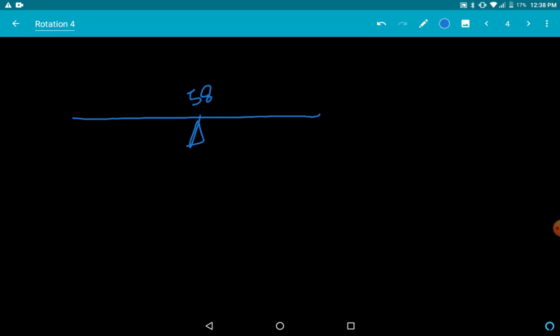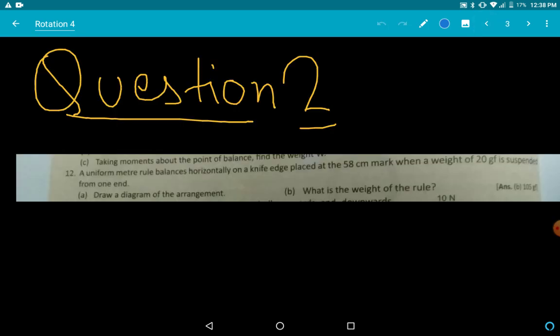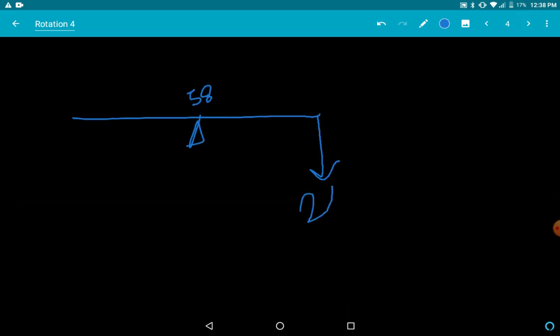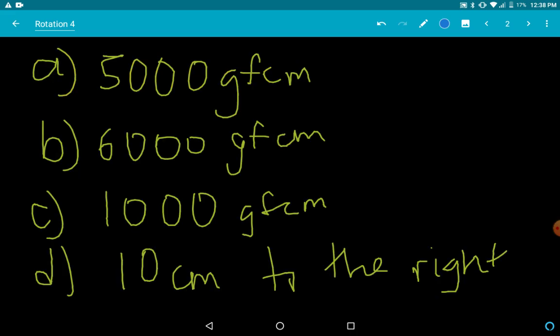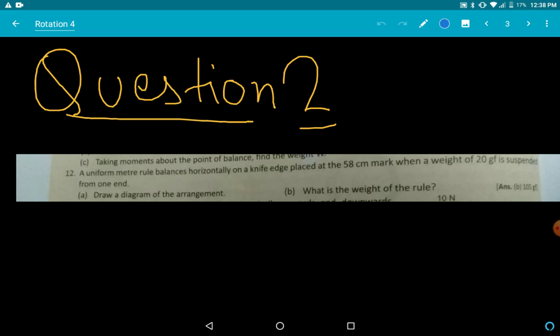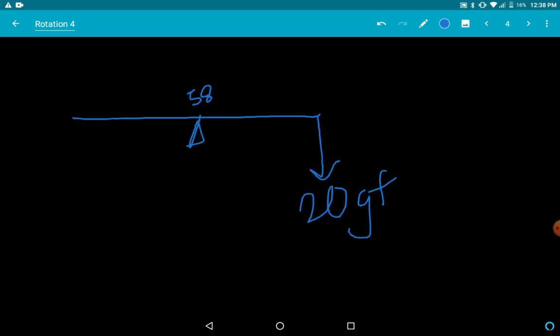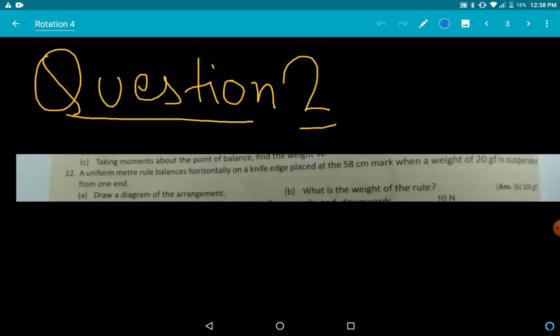Let's say the weight is acting on this part. The weight is how much given? 20 gf. Now it is in rotational equilibrium. It's given that it is balancing horizontally, that means rotational equilibrium. First draw the diagram of the arrangement. Obviously at 50 it should be 100. It's given the uniform meter scale, no.